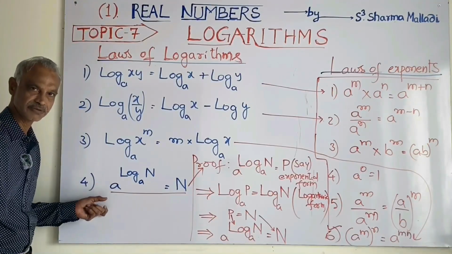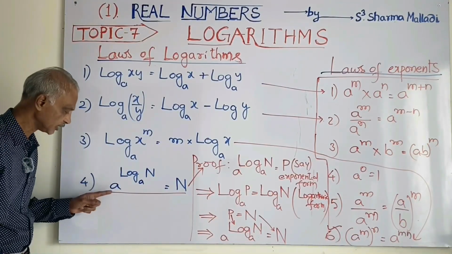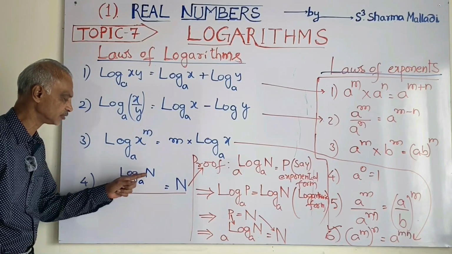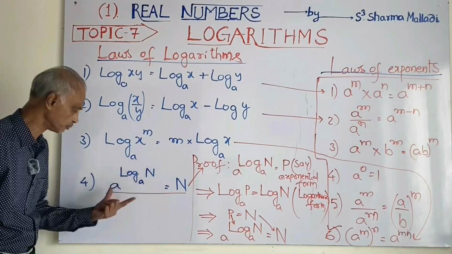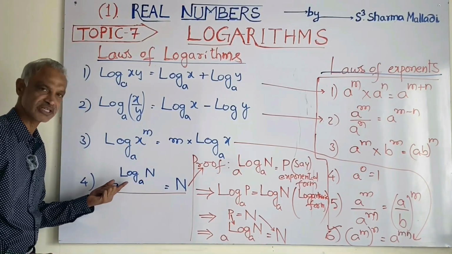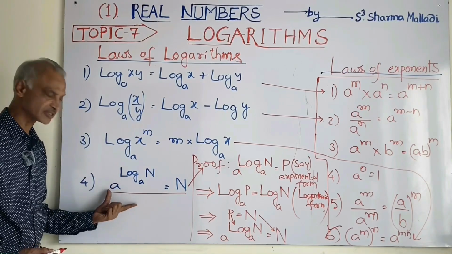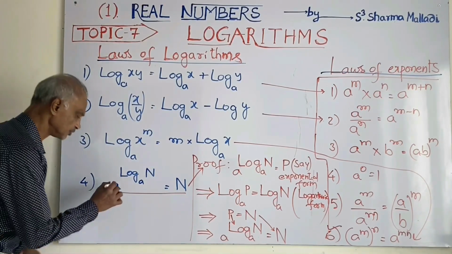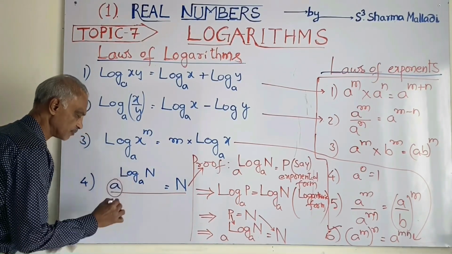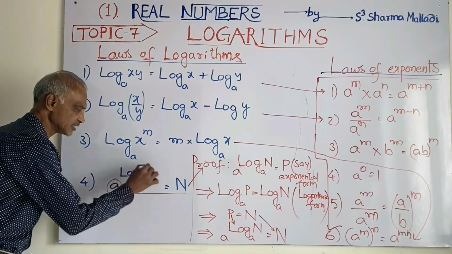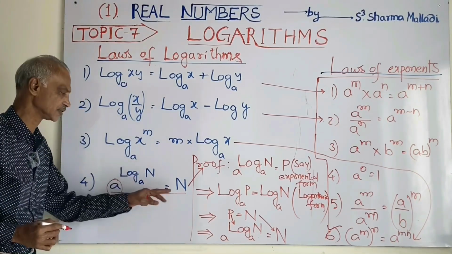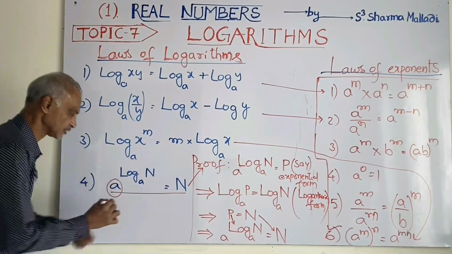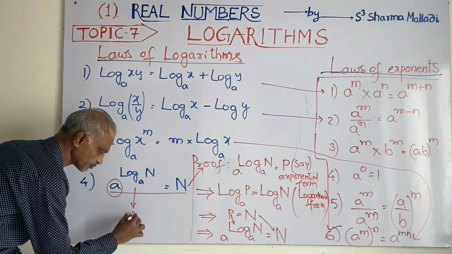I did not tell you, I want to tell this one. A to the power of log n to the base a is equal to n. We have to prove this. This is exponential form. You are thinking that this is logarithmic form. No, this is exponential form. This is base and this is power, is equal to n. We have to show that this is exponential form.